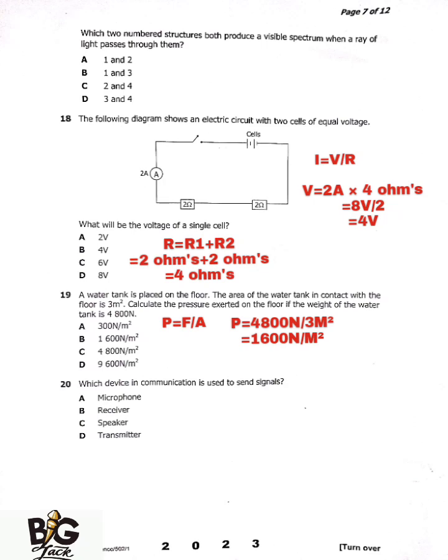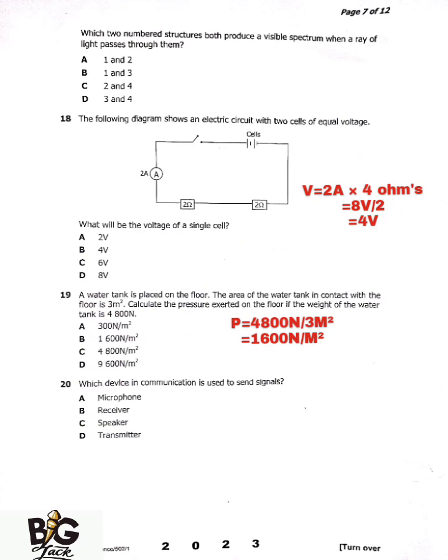B. Then the last one for section A, it is saying, which device in communication is used to send signals? The correct answer here is going to be D, which is transmitters. So let's move on to section B.